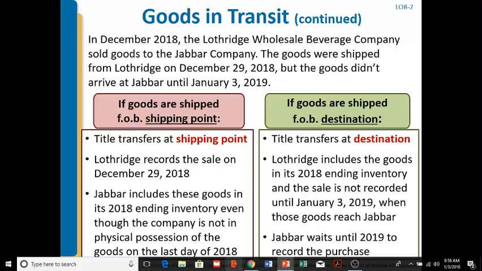So not only can they not take the items out of inventory, they can't record the revenue part of the sale as well.